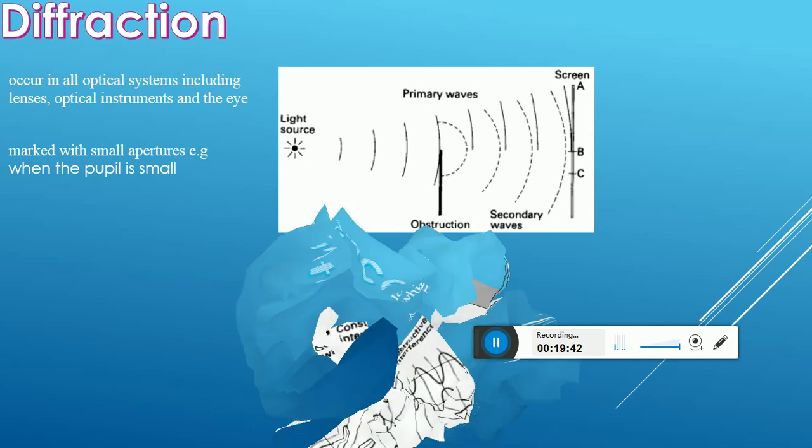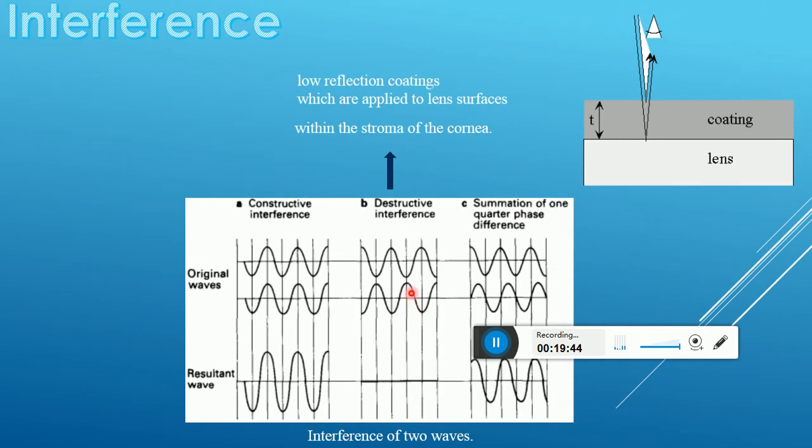Destructive interference is shown here. It occurs within the stroma of the cornea. The collagen bundles of the stroma are so spaced that any light deviated by them is eliminated by destructive interference.